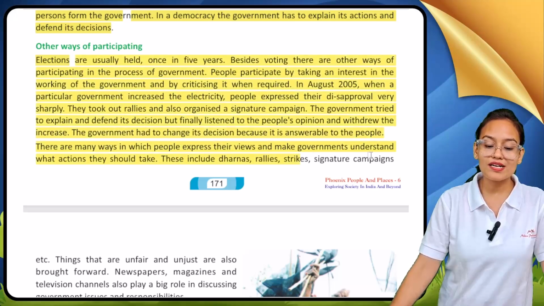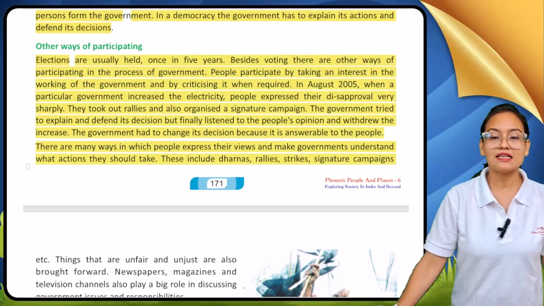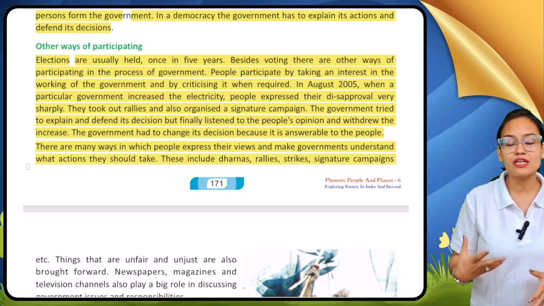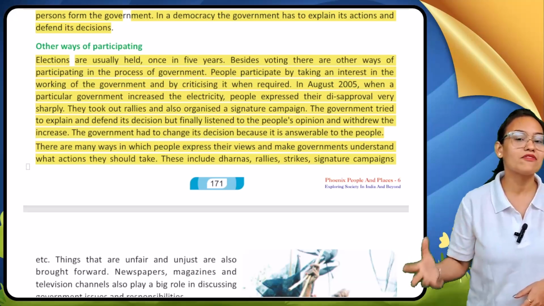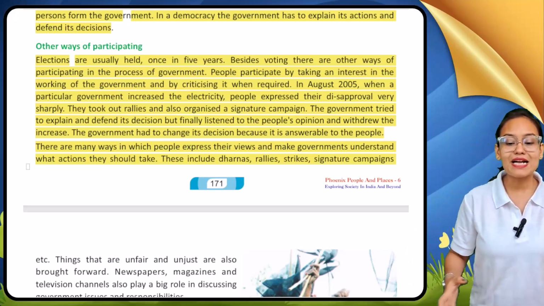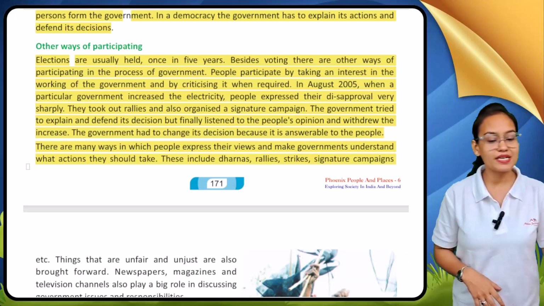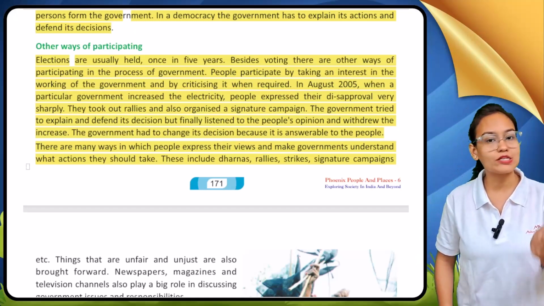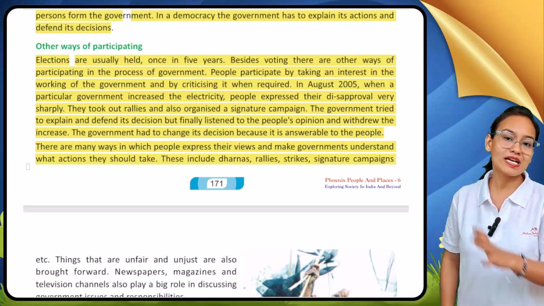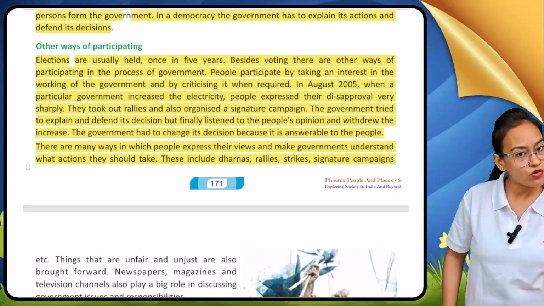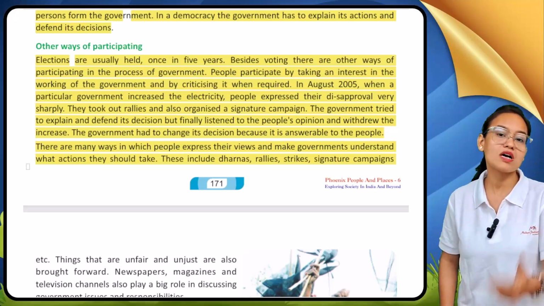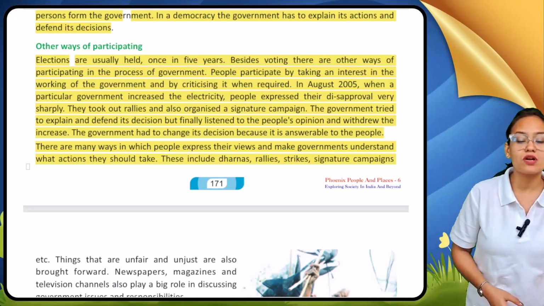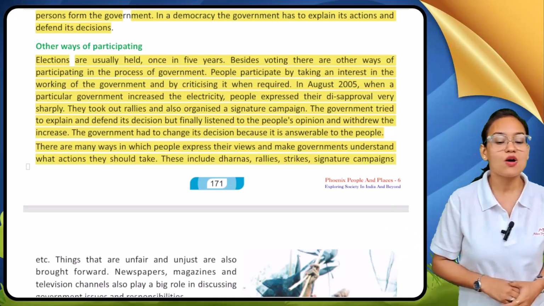You all know, my dear students, the time in which election is conducted is every 5 years. Besides voting, there are many other ways of participating in the process of government. In an election, we, the people of India, got the right to vote. But apart from this voting right, we can also enjoy other ways through which we can choose our government. Like, people participate by taking an interest in the working of the government and by criticizing it when required.